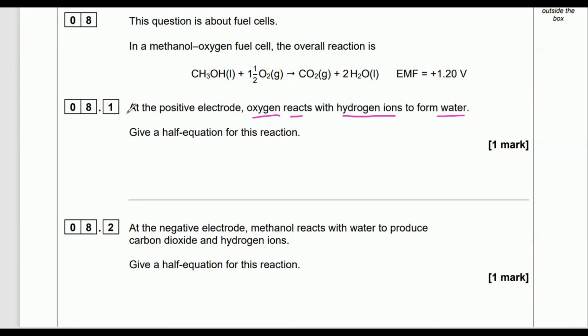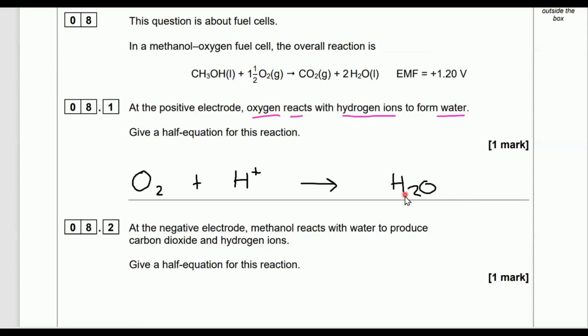Make sure when you do this, you leave a bit of space either side for balancing and adding electrons and hydrogen ions. So we've got oxygen and hydrogen ions, then arrow in the middle, leave a bit of space, and then that forms H2O. So was that it? Oxygen with hydrogen ions to form water. Beautiful. Right, let's balance this up.